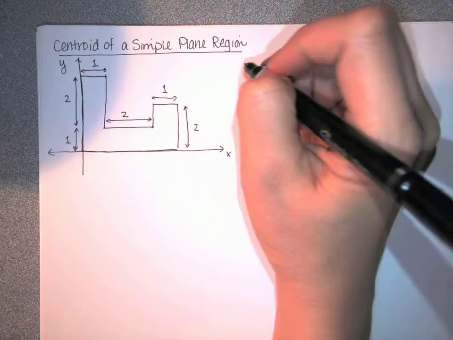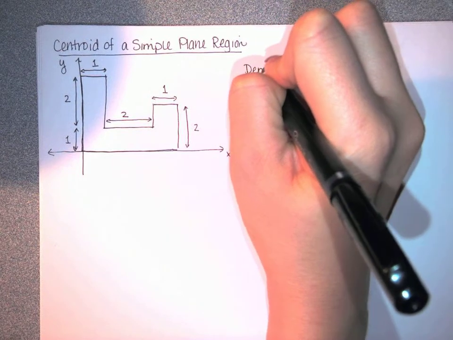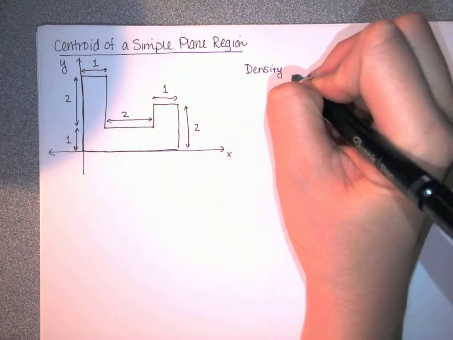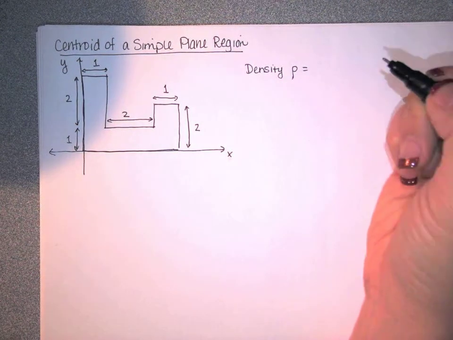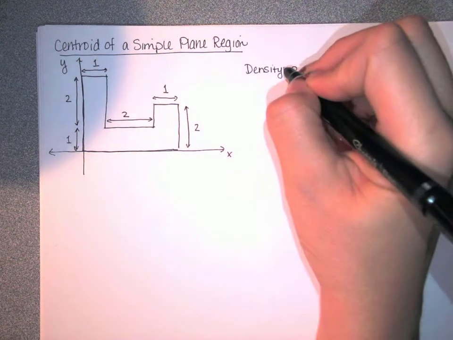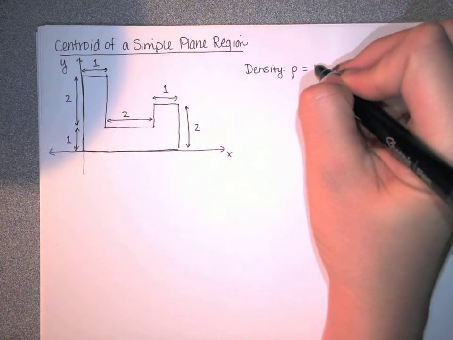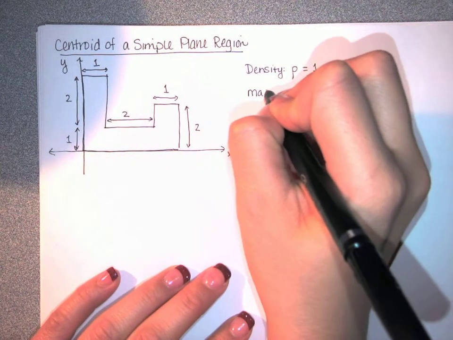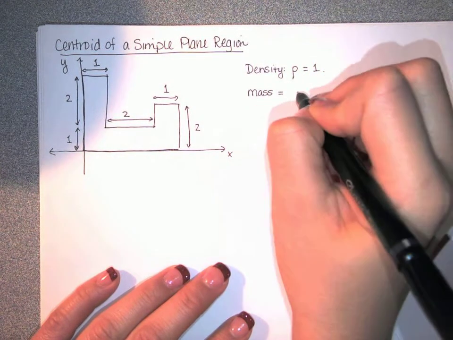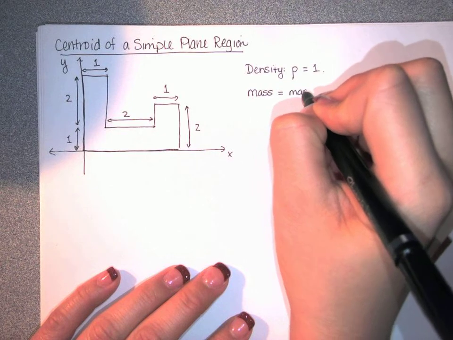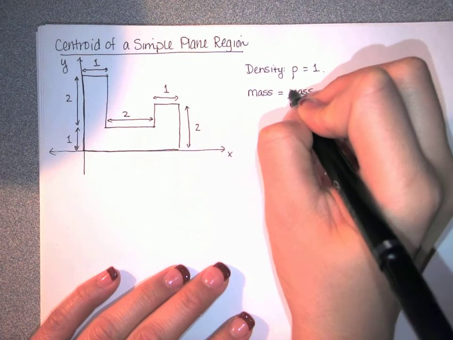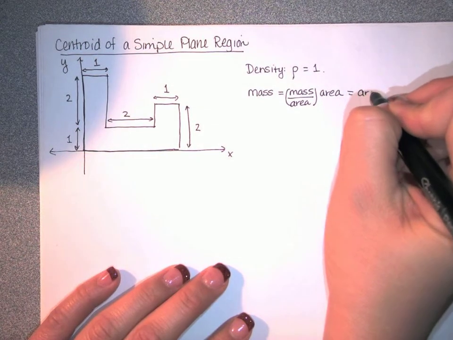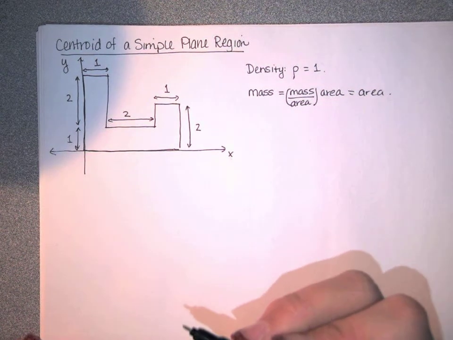Now, if we assume that density is equal to a constant, and that's usually what they're asking you to do. We'll say density rho is equal to a constant. The densities are going to cancel out anyway, so we don't really need that constant. We can just assume that density is equal to 1. In that case, the mass is going to be equal to density, that's mass per unit area, times area. And since mass per unit area is 1, mass and area are going to be the same thing for each of these rectangles.